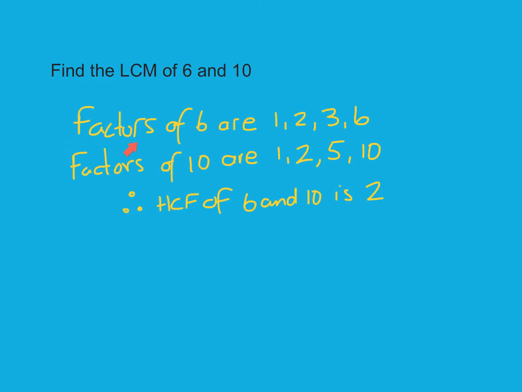Right, so the first thing I do is find out the factors of 6, and I found those as 1, 2, 3 and 6. And the factors of 10 are 1, 2, 5 and 10, obviously. So therefore the highest common factor of 6 and 10 is 2. My next step is to find my lowest common multiple, and I do that by multiplying my two numbers together. So 6 by 10, and I divide that by my highest common factor, which is 2. So 6 by 10 is 60, divided by 2, and my answer is 30.